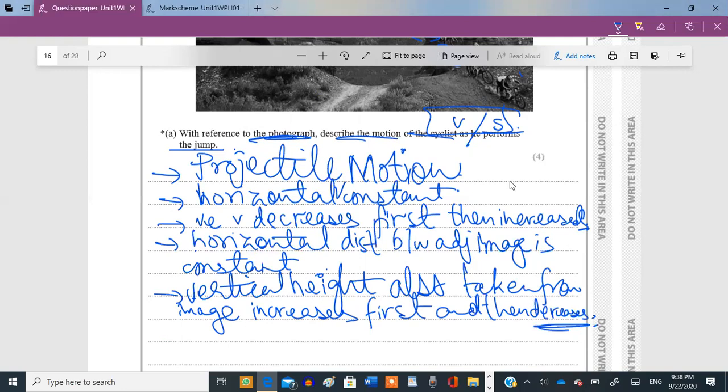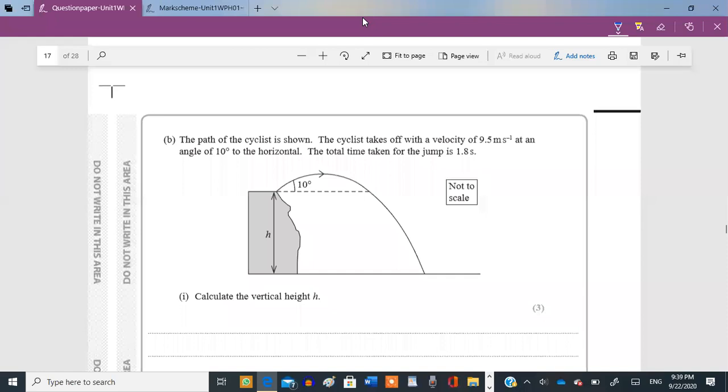These are the points you need to include in your answer. Okay, so now the path of the cyclist is shown. The cyclist takes off with a velocity of 9.5 meters per second, at an angle of 10 degrees to the horizontal. The total time taken for the jump is 1.8 seconds, meaning from here all the way till here.